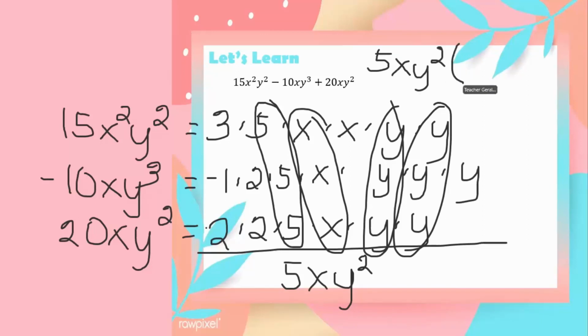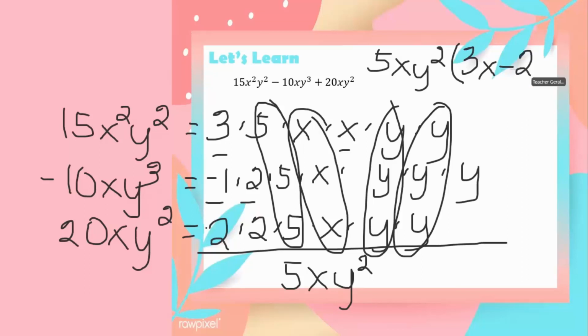Pagkatapos niyan, titingnan nyo para mas madali, kasi nag-divide pa tayo. Ang gawin nyo na lang para shortcut, tingnan nyo na lang yung mga natira. Dito sa unang term, ang natira ay 3 at saka x. So, sulat mo lang dyan, 3x. And then dito naman, negative 1 times 2, you have negative 2. So, lagay natin dyan, negative 2.